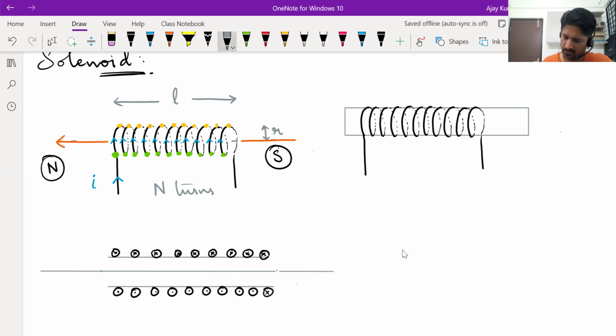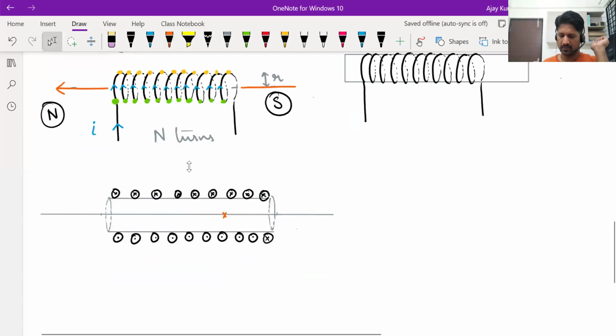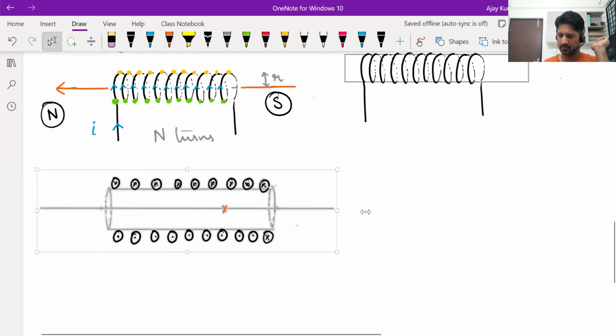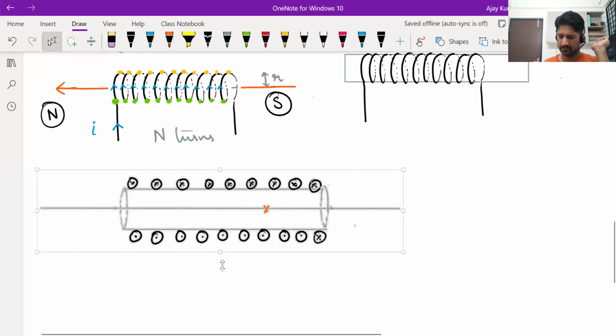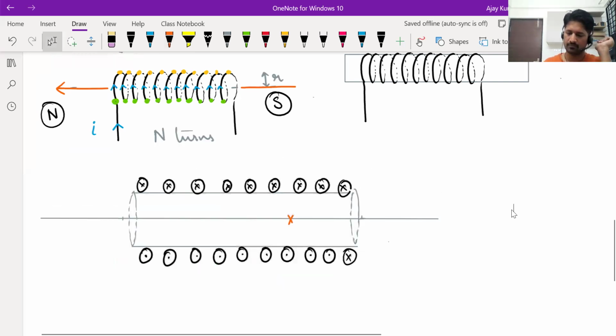Basically, it's a spring. At a random point on its axis, let me mark a point, say somewhere here. We need to derive the magnetic field that it produces. Can any of you tell me an idea how this can be done? I'm just enlarging the diagram. How to find out the magnetic field at that random point?